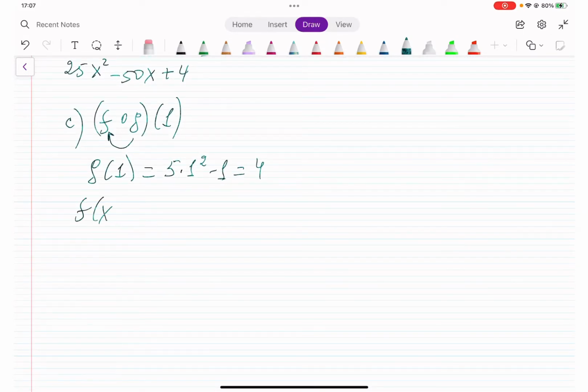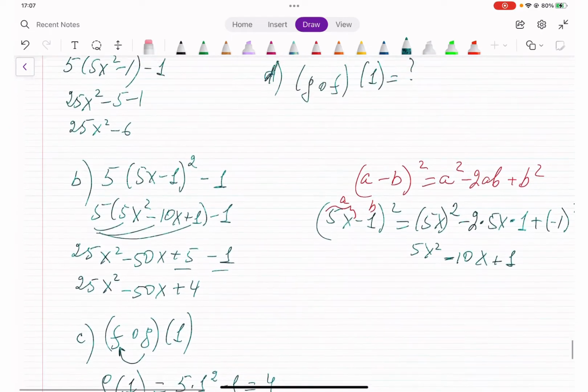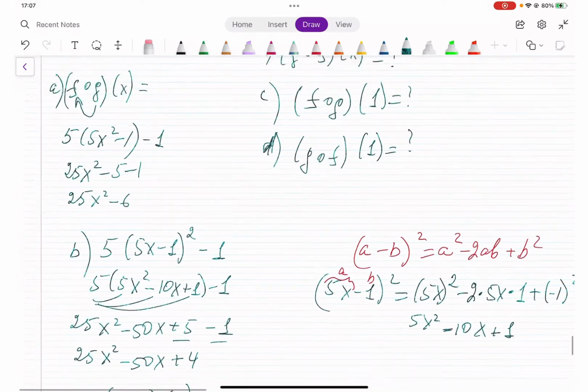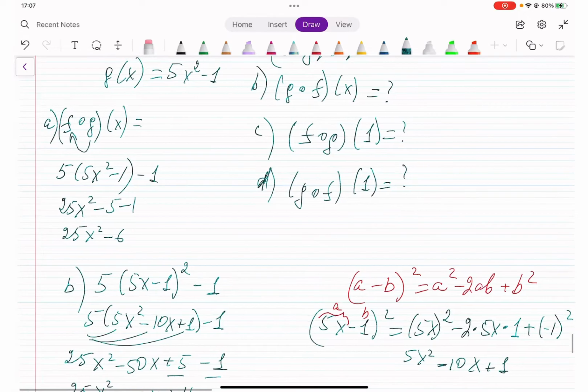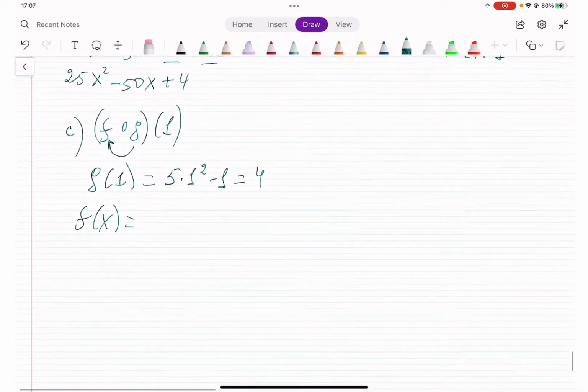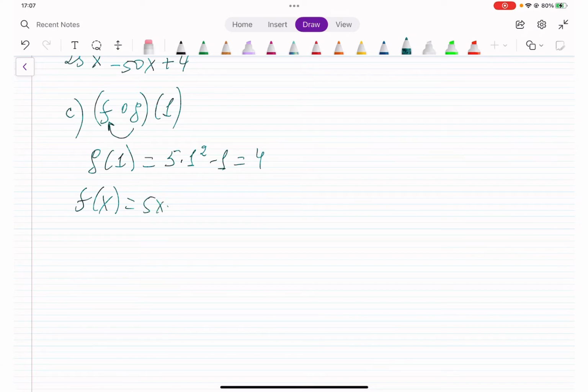f of x is equal to, what was that? Equal to 5x minus 1. Yes, 5x minus 1. So f of 4, because g of 1 I have to enter. So f of 4 is going to be equal to 5 times 4 minus 1. And it's going to be 19.